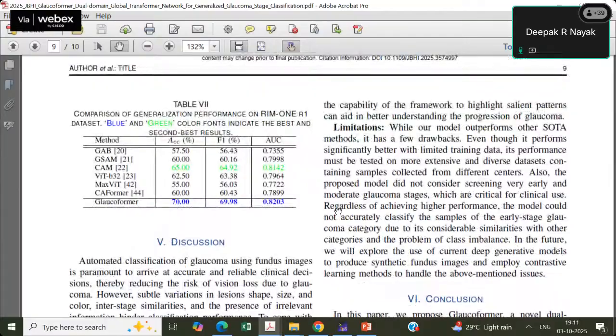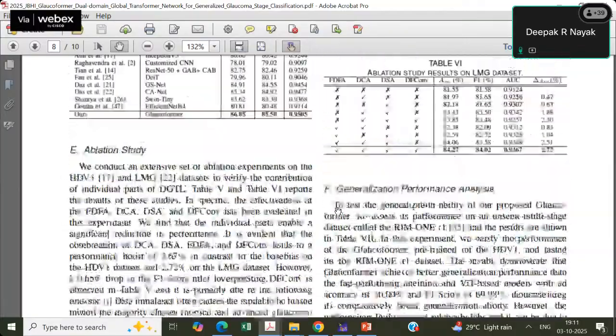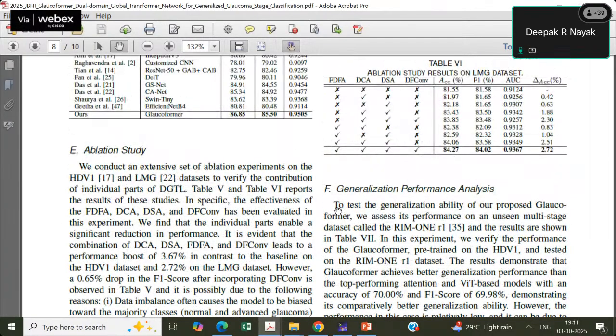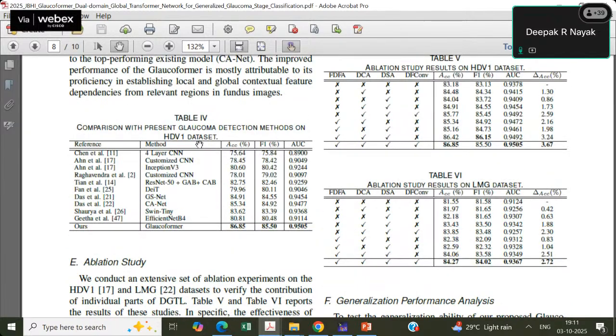So I was talking about, if you remember, the generalization performance. If you look at the performance of our approach compared to the other approaches, our approach could achieve 86.85 accuracy, and the F1 score, the area under the curve, all these values are given here. So this was the accuracy on the data set known as SDB1.